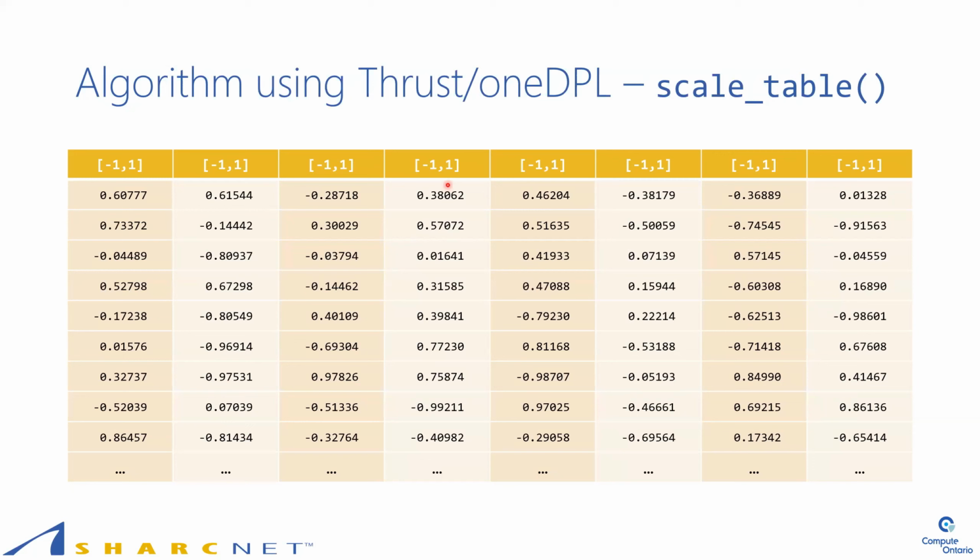The second algorithm is based on thrust or oneDPL: CUDA thrust, ROCm thrust, or oneDPL. It's a scale table, which scales all of that table, for example, to another range. For example, -1 and 1.